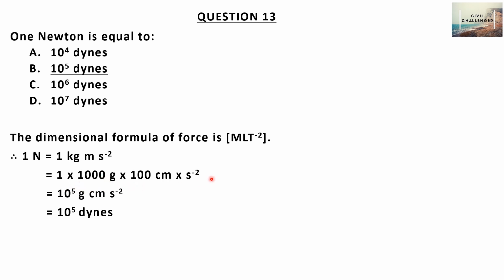centimeter, gram and second. So converting 1 kilogram to gram, we need to multiply it by 1000, and in order to convert 1 meter to centimeter, we need to multiply by 100. So we'll have 10 raised to 5 gram centimeter second raised to minus 2, which is equal to 10 raised to 5 dynes. Okay. So the correct answer is option B. 1 Newton is equal to 10 raised to 5 dynes.